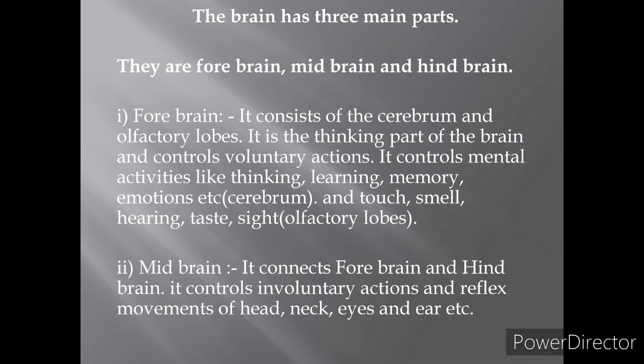The brain has three main parts: forebrain, midbrain, and hindbrain. The forebrain consists of the cerebrum and olfactory lobes. It is the thinking part of the brain which controls voluntary actions. Voluntary actions are actions which are carried out with will and wish. It controls mental activities like thinking, learning, memory, emotions, etc. Touch, smell, hearing, taste, and sight are generated from there.